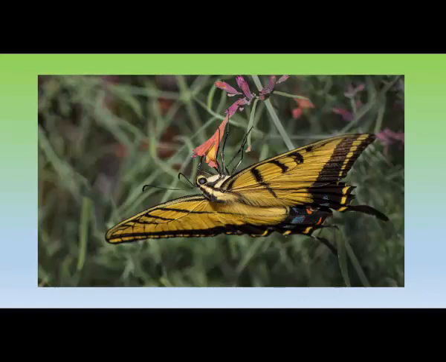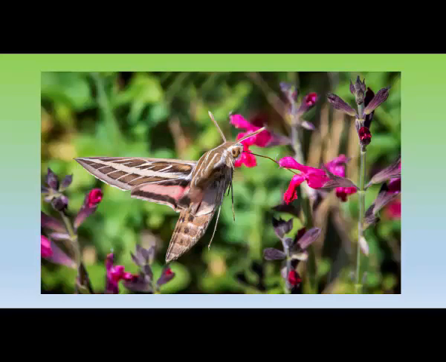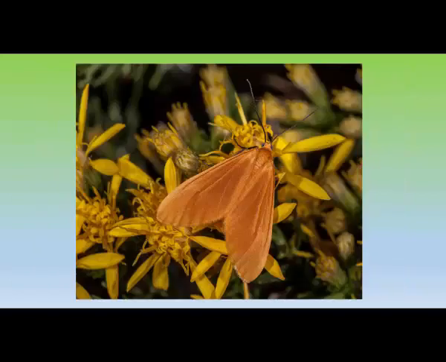This is the two-tailed swallowtail butterfly. Once again, the proboscis getting down into that long floral tube, feeding on nectar. This is a sphinx moth. You can see the proboscis out, feeding on nectar. Looks like salvia. Many of these sphinx moths will be active at night. Another moth.